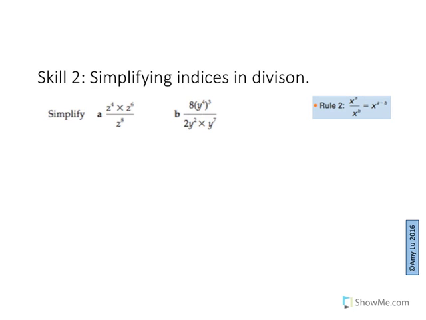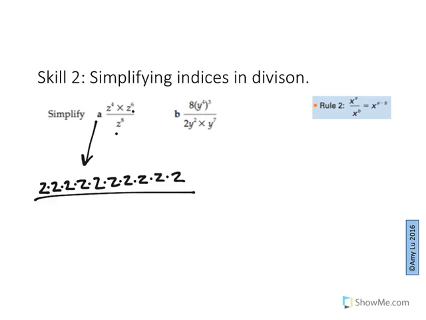Now with division, it's the same thing. So if we look at a, z to the power 4 times z to the power 6, over z to the power 8. I'm going to go ahead and write down my z's. Z, z, z, z, that's for the first one. And then let's do 6 of them: z, z, z, z, z, z. Over z 8: 1, 2, 3, 4, 5, 6, 7, 8.